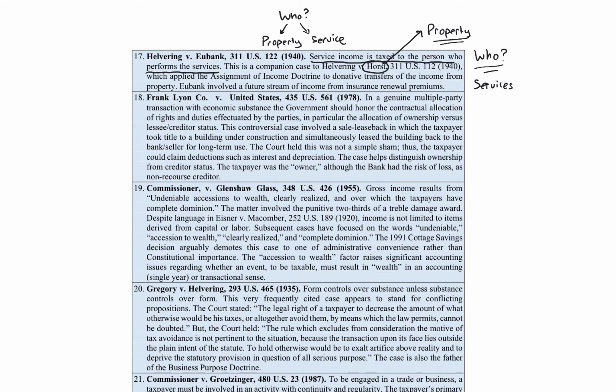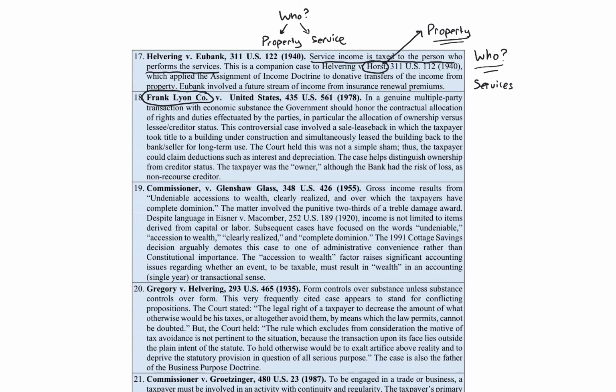Frank Lyon versus United States. So in Frank Lyon, in a genuine multi-party transaction with economic substance, the government should honor the contractual allocation of rights and duties effectuated by the parties, in particular the allocation of ownership versus lessee and creditor status.